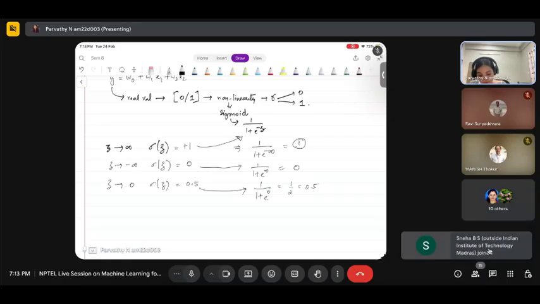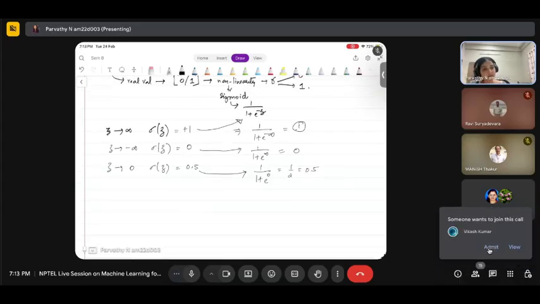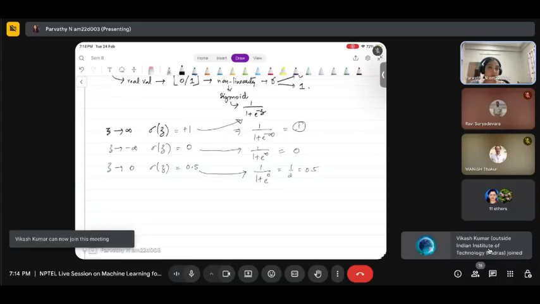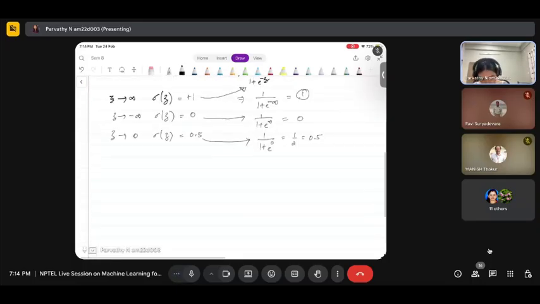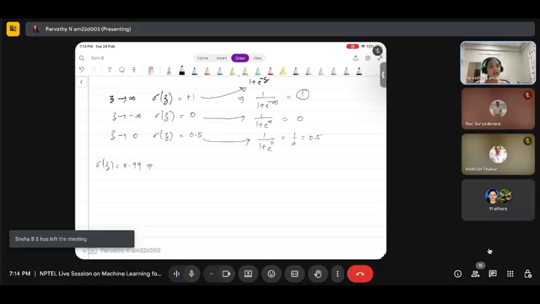So it crosses this 0.5. Most of the algorithm uses this 0.5 as the threshold to say that it is class 1, and below 0.5 to say that this is class 0. For example, when this sigmoid of z is equal to 0.99, it means that we are 99% sure that this belongs to class 1.